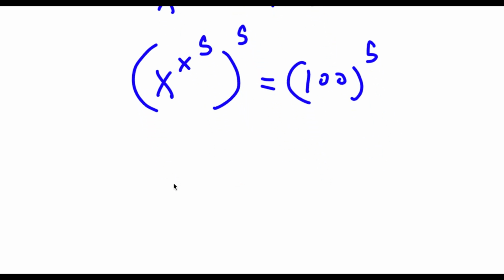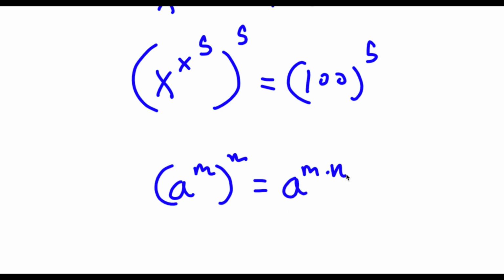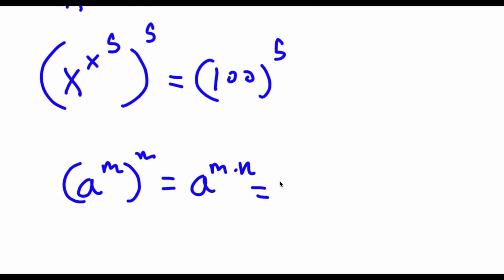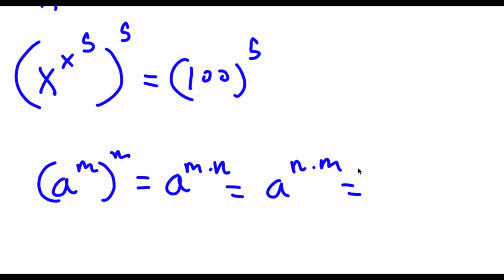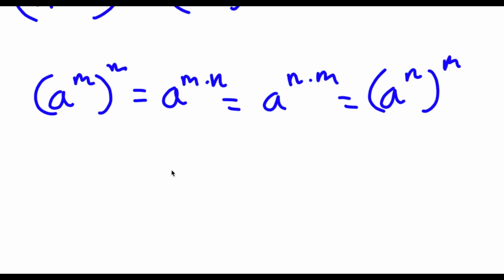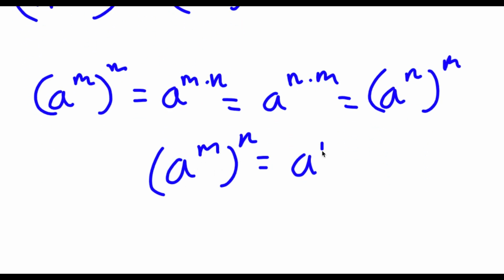Now, if I have something in the form a to the power of m to the power of n, this is the same thing as a to the power of m times n. And m and n are interchangeable, meaning this could also equal a to the power of n times m. And if a to the power of m times n is equal to a to the power of m to the power of n, then this means that a to the power of n times m is equal to a to the power of n to the power of m. So in simpler terms, a to the power of m to the power of n is equal to a to the power of n to the power of m.